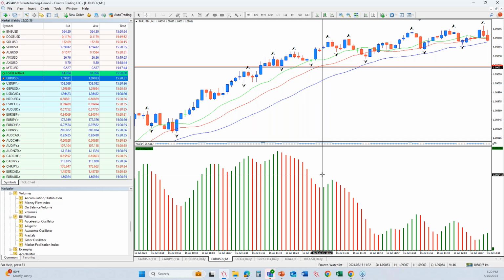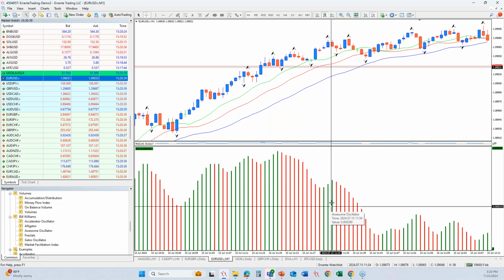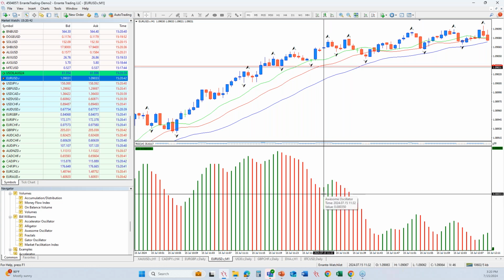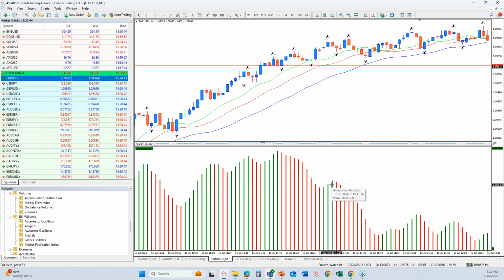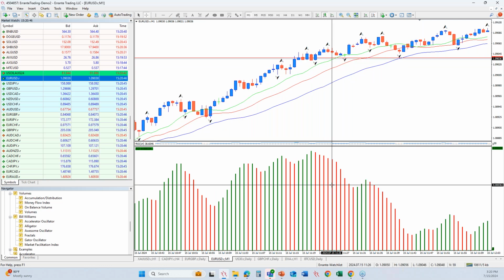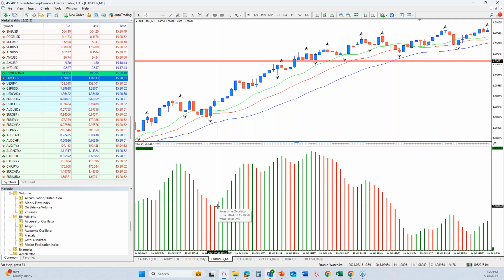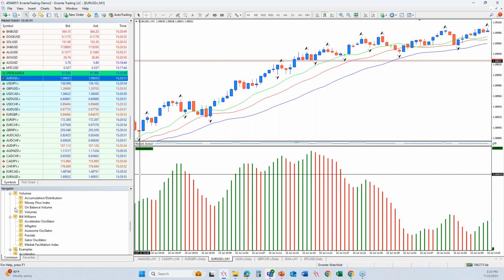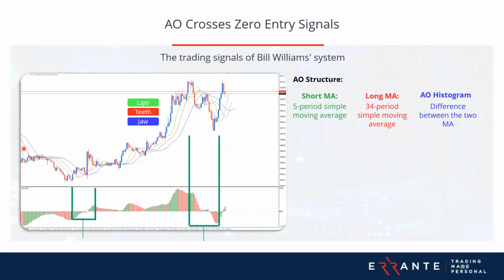And on the other side, when we see the bars are growing taller, it means the momentum is accelerating as the moving averages are diverging. So this is how you can apply it on the chart, but let's get through more details to see how it works.